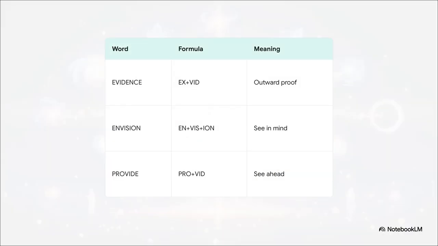Now for the advanced tier. Evidence combines EX and VID, so it's outward, visible proof that everyone can plainly see. Envision is to see something clearly in your mind's eye. But look at provide. PRO means forward, and VID means see. The brilliant logic behind the word provide is using foresight, seeing ahead to know exactly what's going to be needed and then supplying it. Isn't that just an incredible way to build a word?